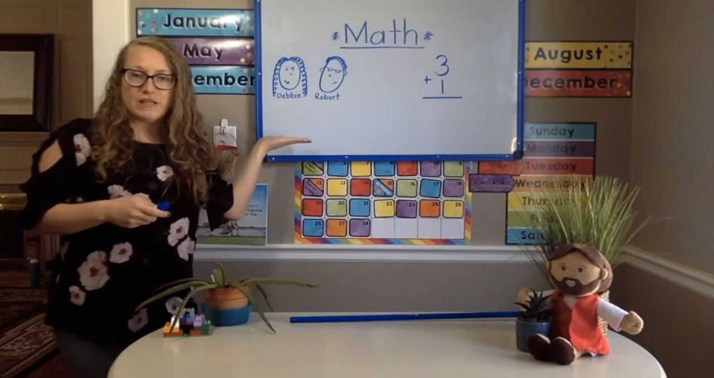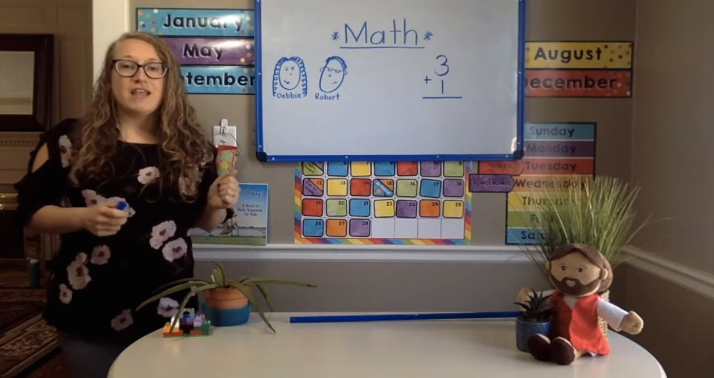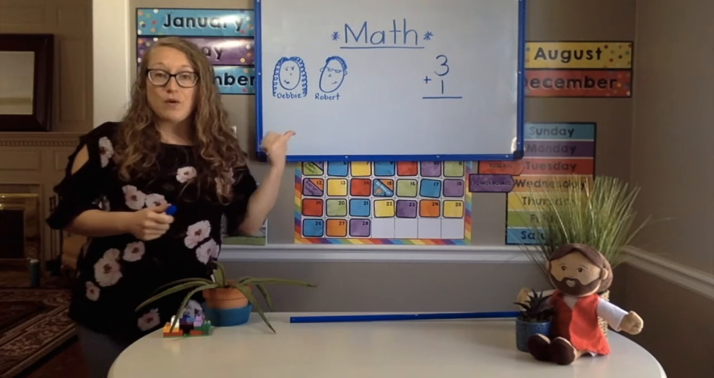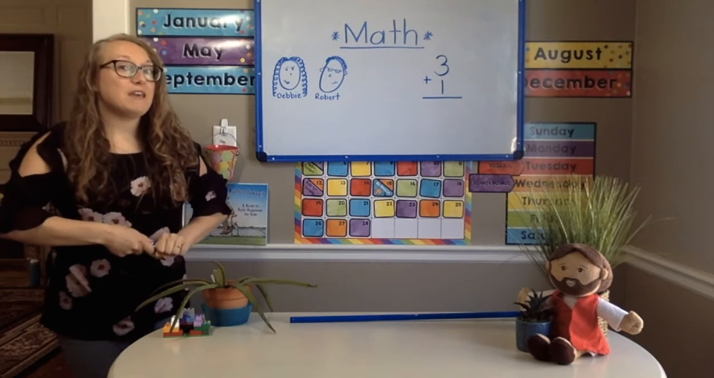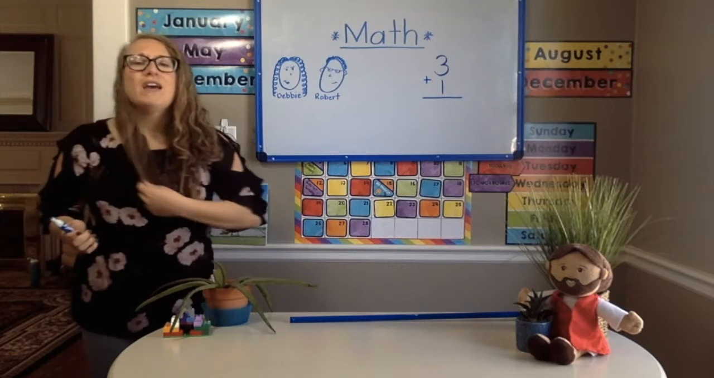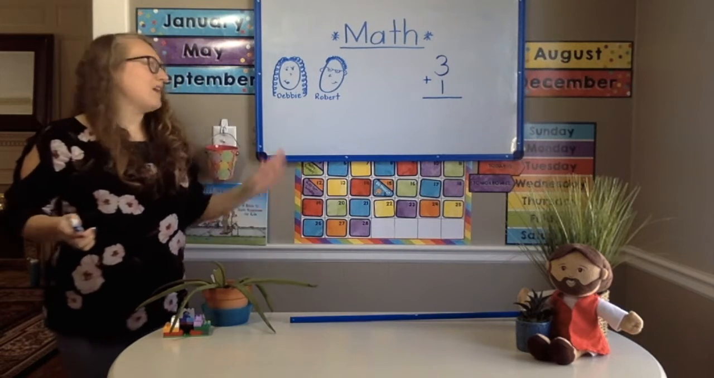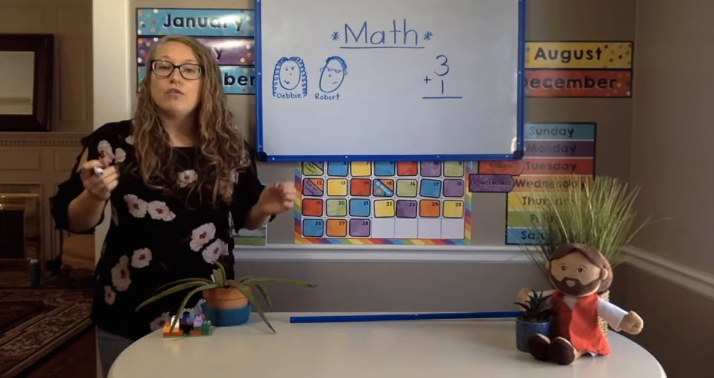So I have two friends with me today. This is Debbie and this is Robert. They are some people that I know. So they're going to hang out with us today. So let's say that Debbie has 3 grapes. Debbie has 3 grapes. Now, kindergarten, you absolutely do not have to draw Debbie and you do not have to draw Robert, but let's draw 3 grapes.